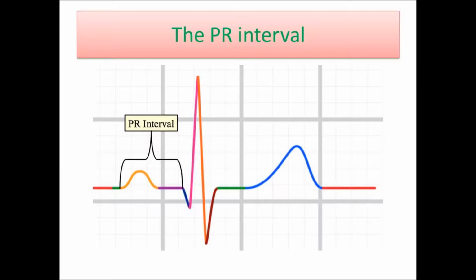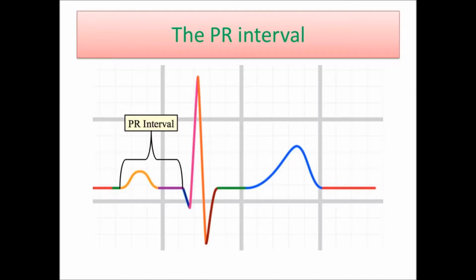Okay, we can also here imagine that the PR interval will be prolonged in case we have an AV block, and will be shortened in case we have an accessory pathway bypassing the AV node, and we will see these abnormalities also in next videos.